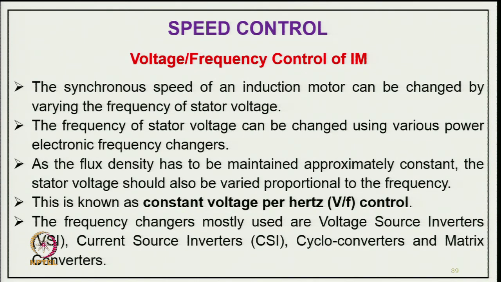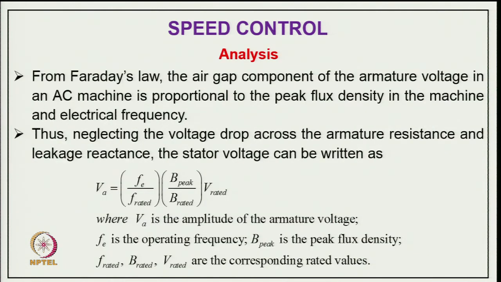So, the synchronous speed of an induction motor can be changed by varying the frequency of the stator voltage, and the frequency can be changed using a small electronic frequency changer. As the flux density has to be maintained approximately constant, the stator voltage should also be varied in proportion to frequency. This is known as constant volts to hertz or V by F control, and the frequency change is mostly done using voltage source inverters, current source inverters, cycloconverters and matrix converters.